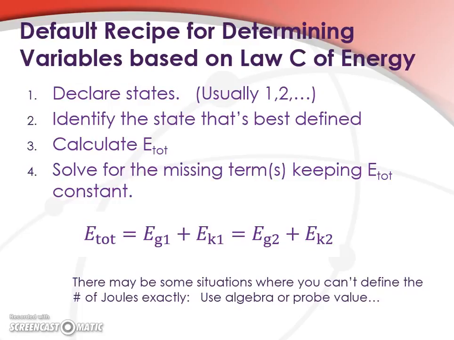So, some nasty physics teachers may give us some situations where we can't define the number of joules exactly. This is typically when you don't know the mass of the ball or the other object that we're considering. If this happens, it's not a big deal. You can either use algebra to cancel out the mass, or you can insert a probe value for the mass, which you can be confident will cancel anyway.